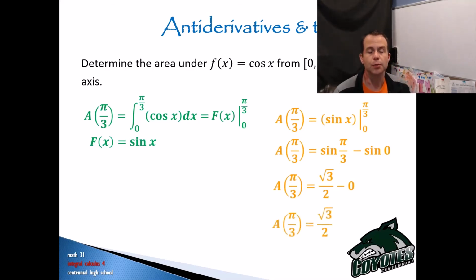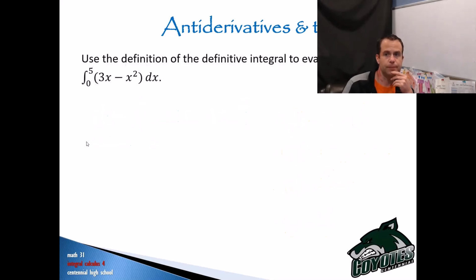Okay, so the area at pi over 3 would be root 3 over 2. Okay, good. Now, this one gets a little trickier. Use the definition of the definite integral to evaluate the following.